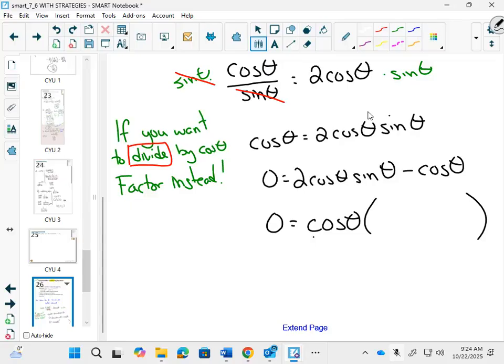If I factor out the cos theta, will there still be one cos theta left, or will there just be a 2 left? No. Just the 2. Just the 2. And the sign. Because you're dividing it out.